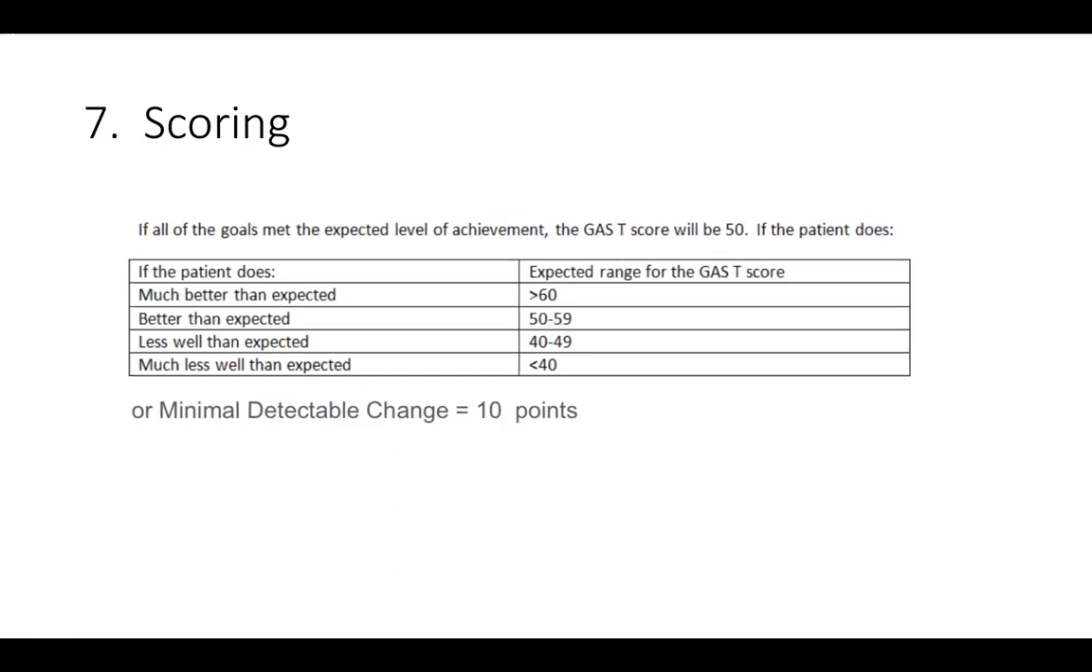So you can turn it into a T-score. And a T-score is a good way of reporting significant change, versus just saying, oh, they scored more points. When you convert it into a T-score, it shows the significance of that change, okay? So a minimal change would be 10 points and change, okay? And then you can say if it's anything more than 60, it's much better, okay? And anything less well than expected would be like a 40 to 49. So let me show you how you do that.